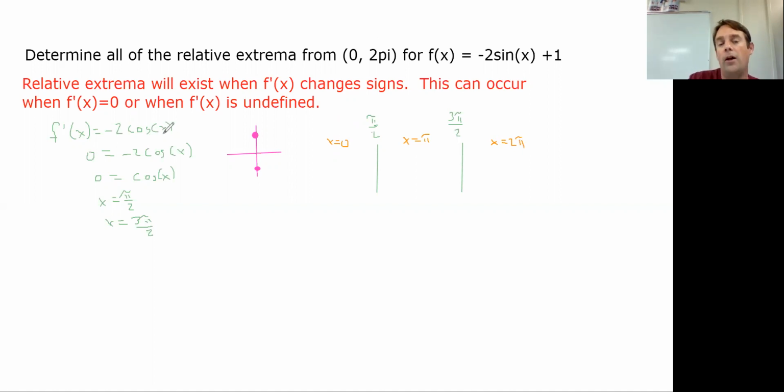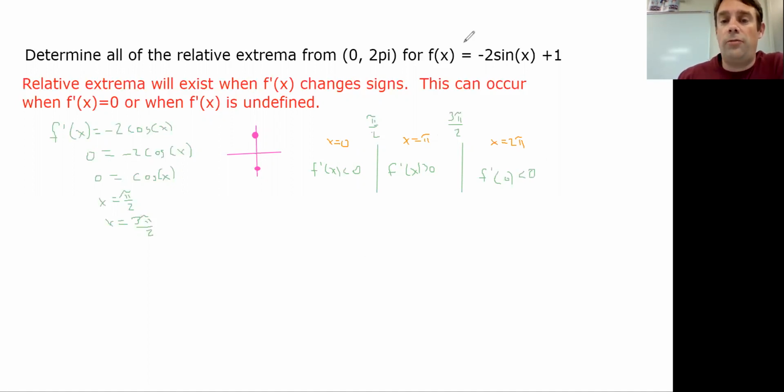So if I plug 0 into my derivative, I get cosine of 0 is 1 times negative 2 is a negative 2. That means in this region, my derivative is less than 0, not the graph, but the derivative. If I take pi and put it in, cosine of pi is negative 1. Negative 1 times negative 2 is a positive 2. So that means in here, I'm going to have a derivative that is greater than 0. If I plug 2 pi in there, well, 2 pi is the same thing as 0 because they are coterminal. So that's less than 0.